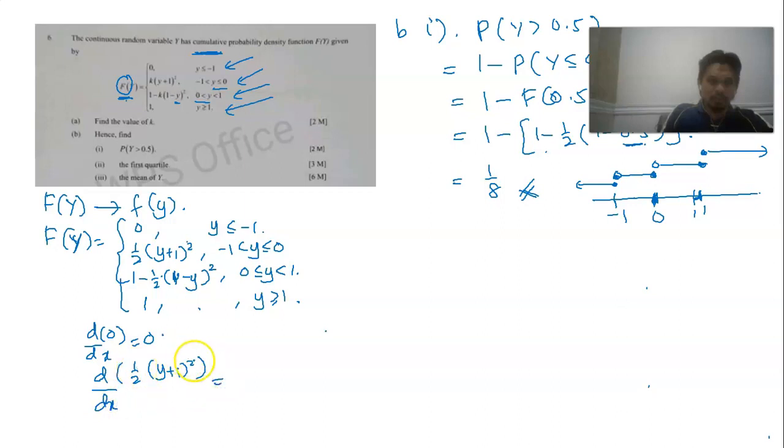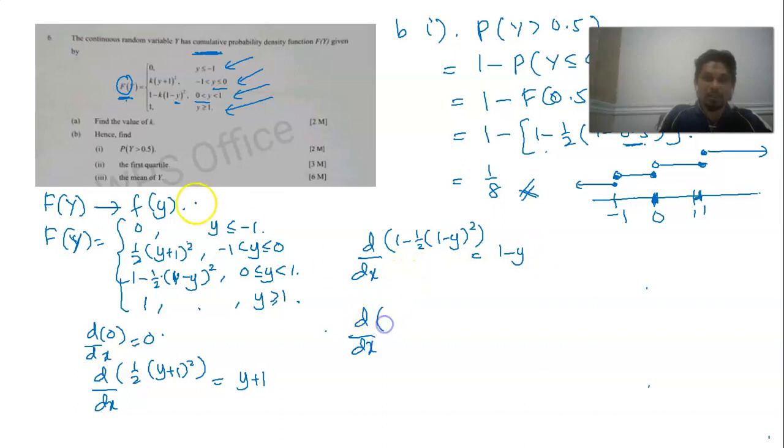Okay, bring up the 2 here, times half, equal to 1, and then y plus 1. And then differentiate 1 minus 1 over 2, 1 minus y squared, with respect to x, and this will give you 1 minus y. Okay, and then differentiate 1 with respect to x, it gives you 0.